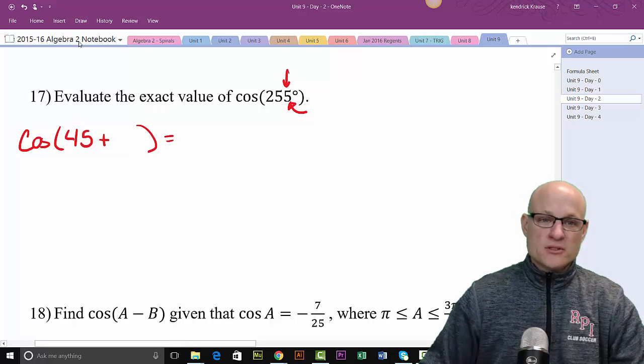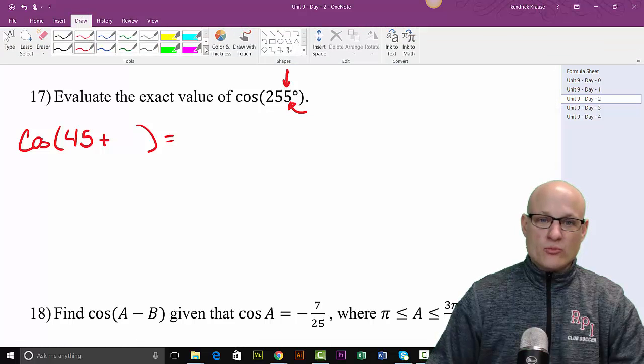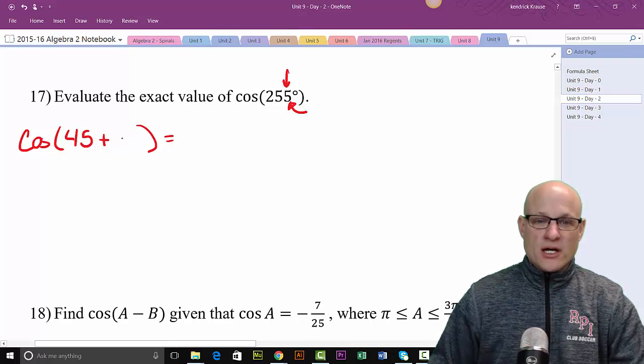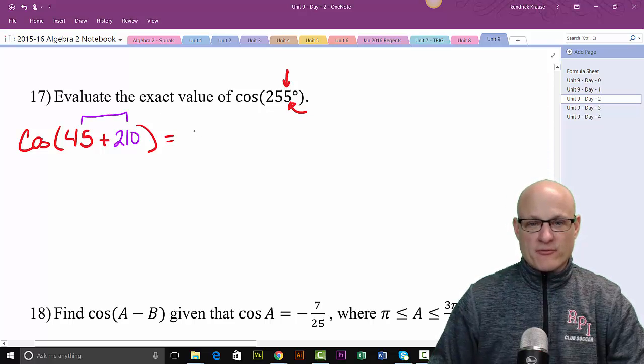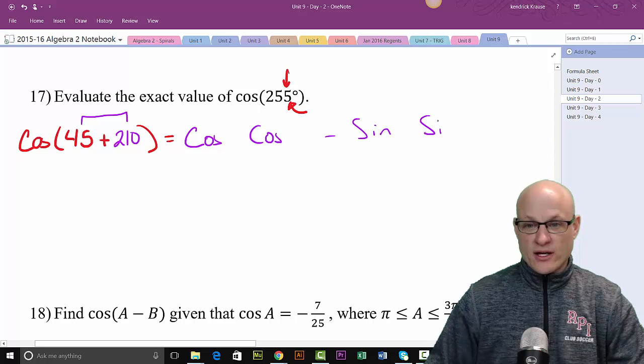And let's go use cool purple. In this case, it would be 210, because 210 plus 45 is 255. And if I remember my formulas, it's cosine, cosine, switch this, minus, sine, sine. So cosine of 45, sine of 210, sine of 45, sine of 210.